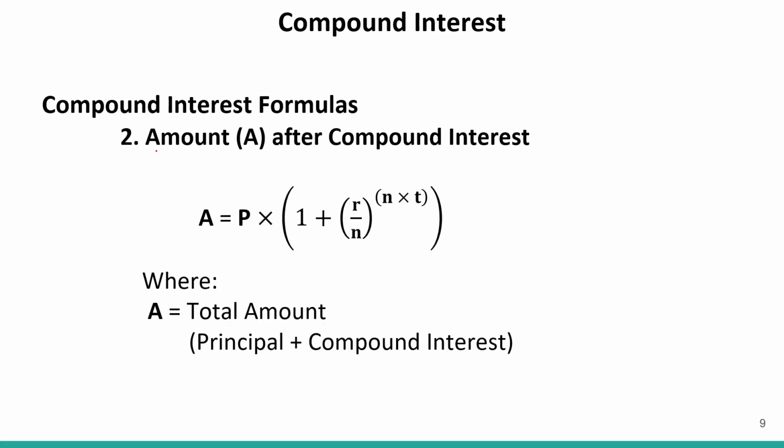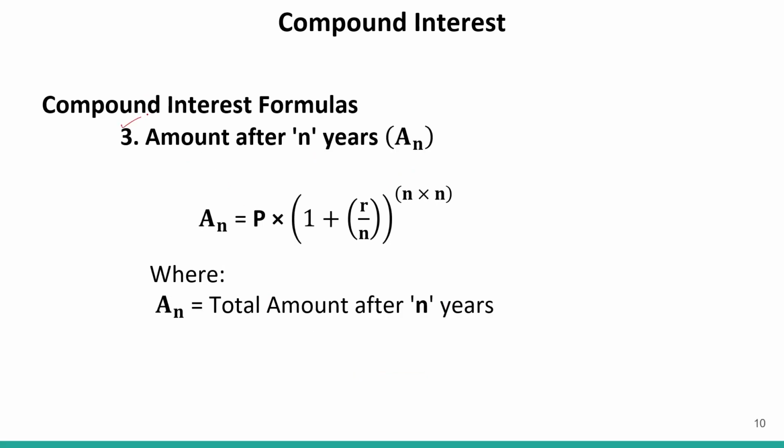So let's see the second kind of formula, that is the amount A after compound interest. A will be equal to P into (1 plus r by n) whole power n into t. So this will be the amount, where A is the total amount, that is principal plus compound interest.